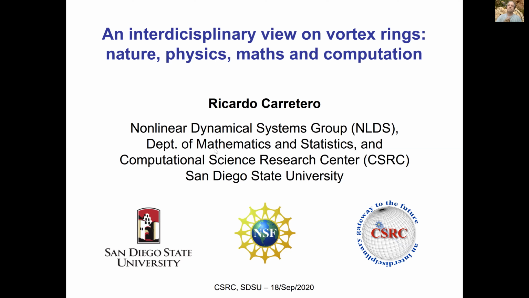Okay, so let me just give you a summary of the things that I want to talk about. Just want to mention something about the subtitle. So it's an interdisciplinary view on vortex rings, nature, physics, and computations, or how to be lazy. So I will explain what I mean by be lazy, but it's in a sense, try to use the math and the modeling in order to reduce a very large, complex, dynamical system to something much simpler.